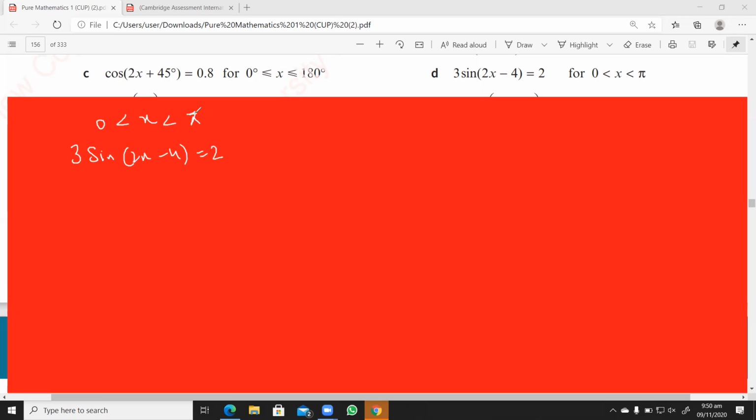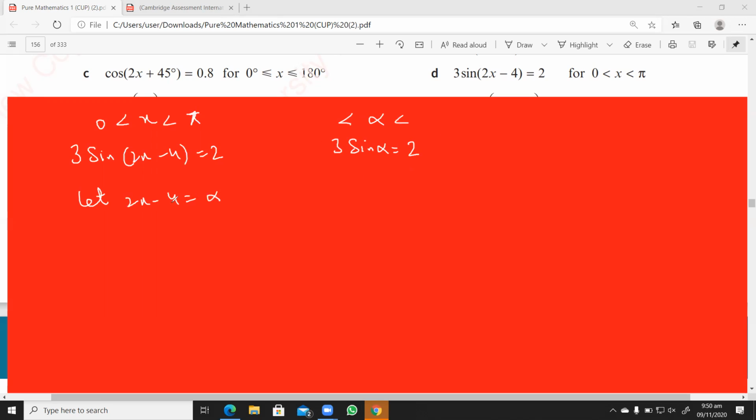So whenever this pi comes, that is clear to you that now we are dealing in radians, okay? So we don't like this angle 2x minus 4. I have to change this with alpha maybe. So I would say let this 2x minus 4 be equal to alpha. Now my equation becomes 3 sine alpha equals 2, okay? So I have to mention here what is going to be this alpha.